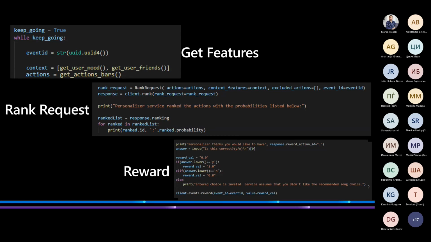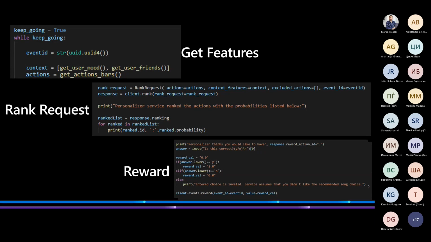You have to get the context data. So we call the two functions that we have seen before. We give the data from the user to the context function, and then we also get the actions with the function that we have just seen. So we get the actions for bars in order to have a list of all rankable actions, and then we have those two kinds of data, context and actions.